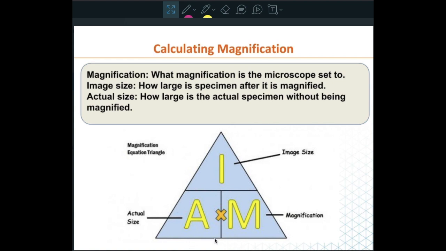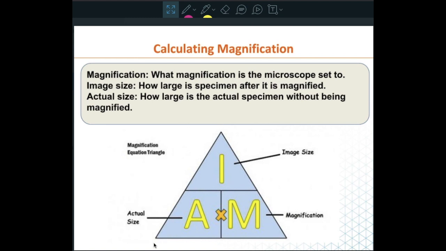And then your actual size is the size of the actual bacteria, right? So this is going to be a way smaller number. If you're ever doing a question and you realize that your actual size is larger than your image size, that means that you've done something wrong because the bacteria is actually very small, and when you zoom into it, the image of that bacteria will be a lot larger.